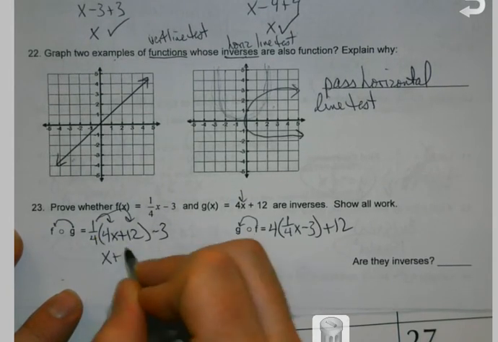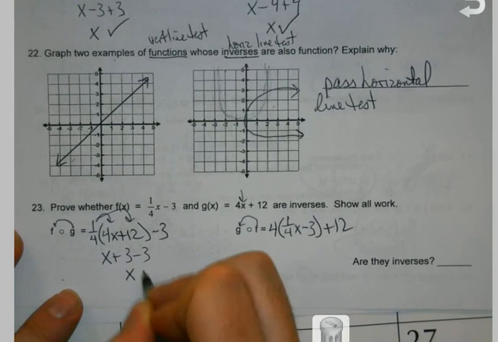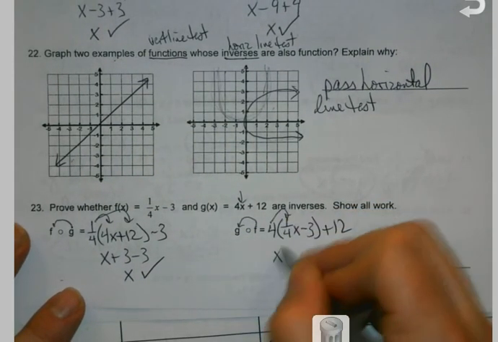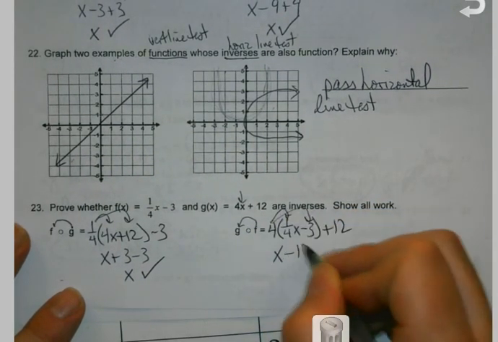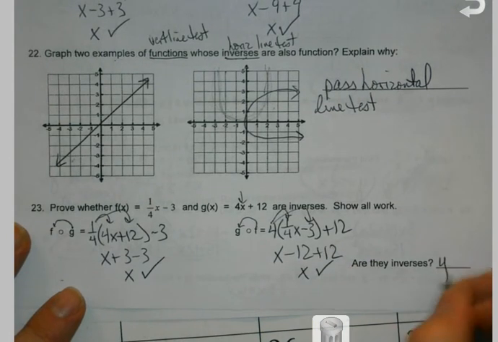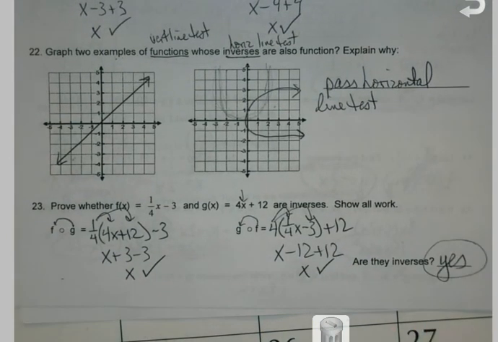1/4 of 12 is 3, minus 3 is x, good. 1/4 of 4 is x, minus 12 plus 12 is x. And that proves that they're inverses. If I get anything but x, like x plus 2 or some value, it doesn't work. And if one doesn't work, they both don't work.